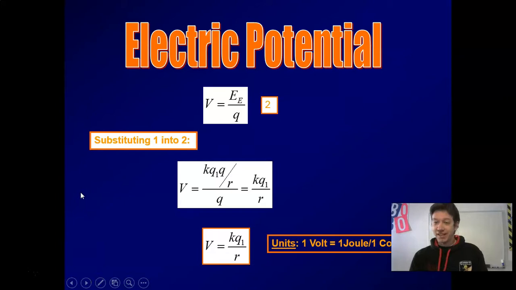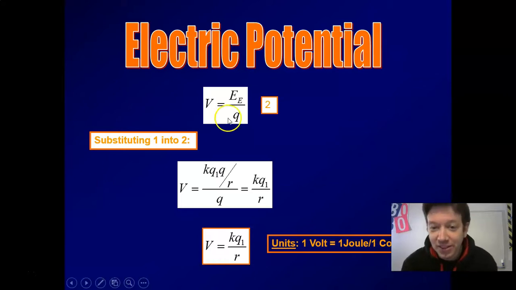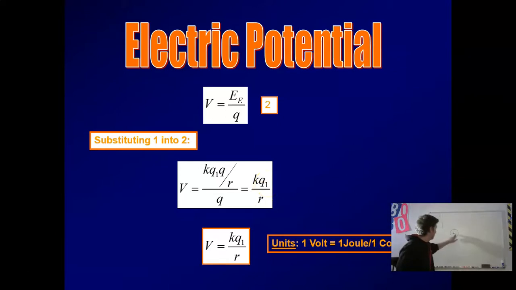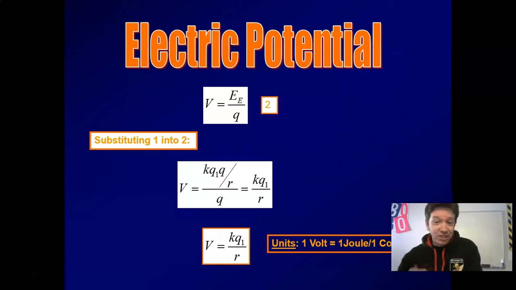So we know that potential is the amount of potential energy per charge. If we substitute our equation for potential energy, which is k q1 q2 over r, over q, one of the q's cancels, and we're left with kq over r. That q1 would be this charge, and r would be the distance between that charge and a point in space. And k we know is Coulomb's constant. This also tells you the units of what a volt actually is, which we never did in grade 9. It is 1 joule per coulomb.